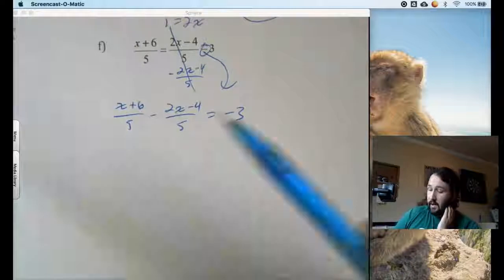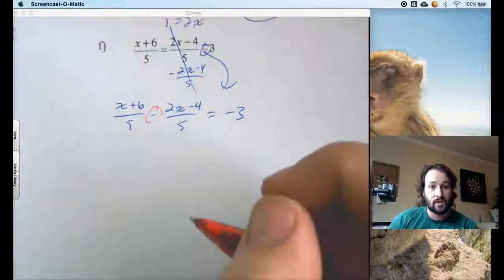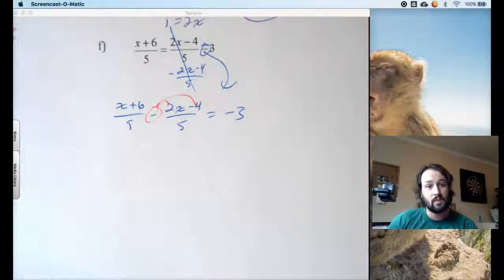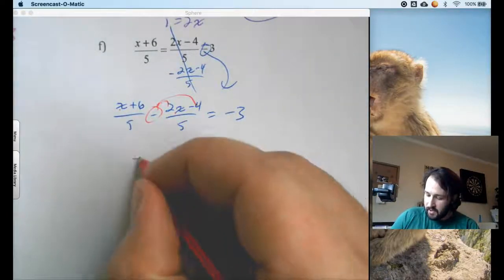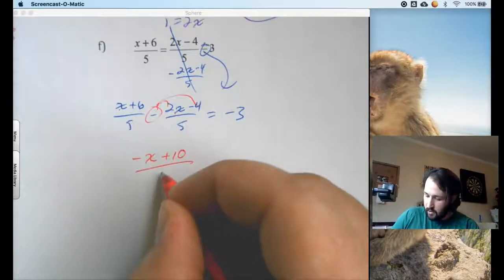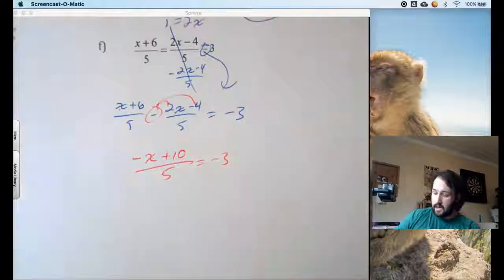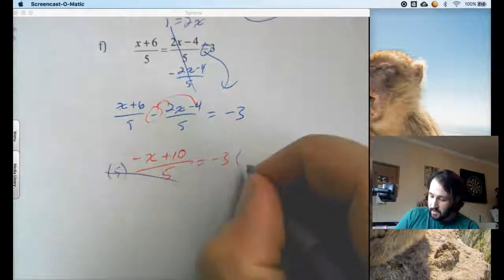All right, so now here's the thing to be careful with. Again, like we were doing when we were adding and subtracting fractions, that's minus. So this needs to be minus 2x, minus a negative 4, so that'll be plus 4. So when I do this, x minus 2x is negative x, 6 plus 4 is plus 10, over 5 equals negative 3. So now I can multiply both sides by 5 to get rid of the denominator there.